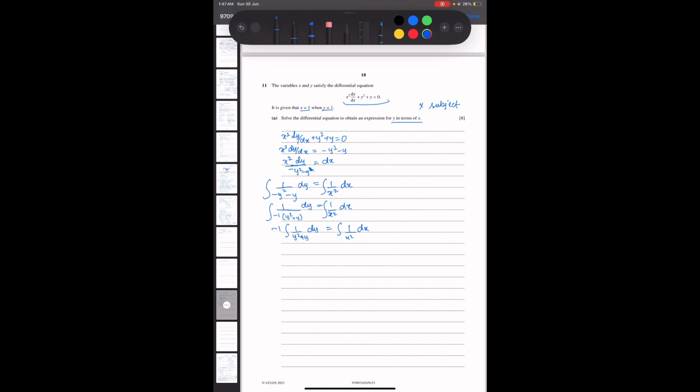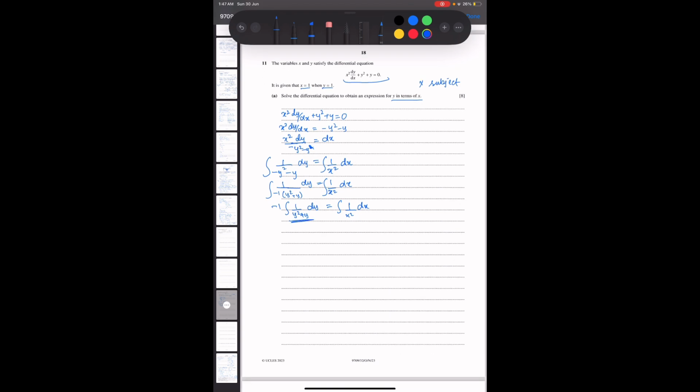Now if you try to remember any kind of rule that we learned in integration to solve the algebraic part, there's no rule for it, but we can see that this can be solved by partial fractions. So 1 upon y squared plus y can be written as 1 upon y into y plus 1. So 1 upon y into y plus 1 is equal to a upon y plus b upon y plus 1.